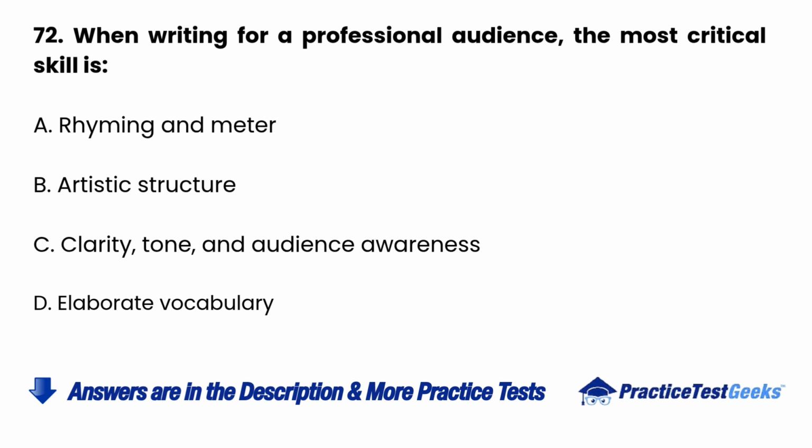72. When writing for a professional audience, the most critical skill is A. Rhyming and meter. B. Artistic structure. C. Clarity, tone, and audience awareness. D. Elaborate vocabulary.